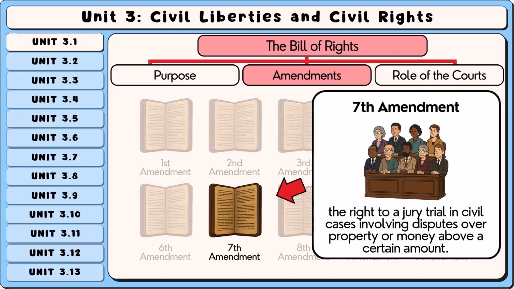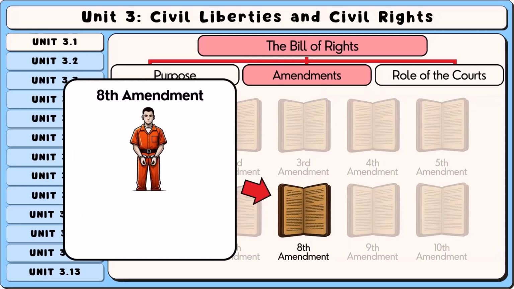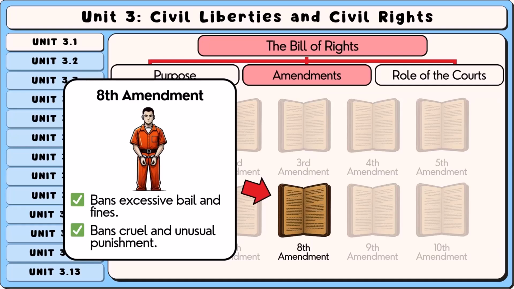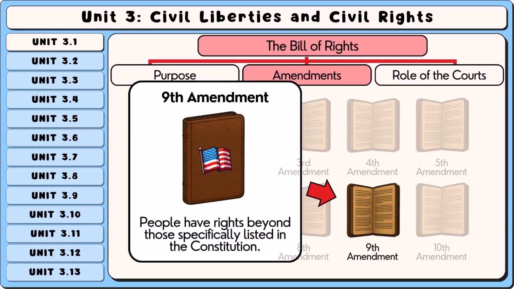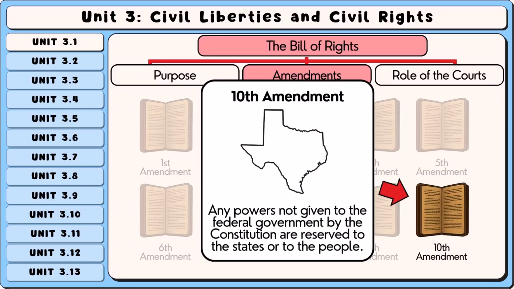The Seventh Amendment provides the right to a jury trial in civil cases involving disputes over property or money above a certain amount. The Eighth Amendment prohibits excessive bail and fines, as well as cruel and unusual punishment. The Ninth Amendment affirms that the people have rights beyond those specifically listed in the Constitution. The Tenth Amendment states that any powers not given to the federal government by the Constitution are reserved to the states or to the people.